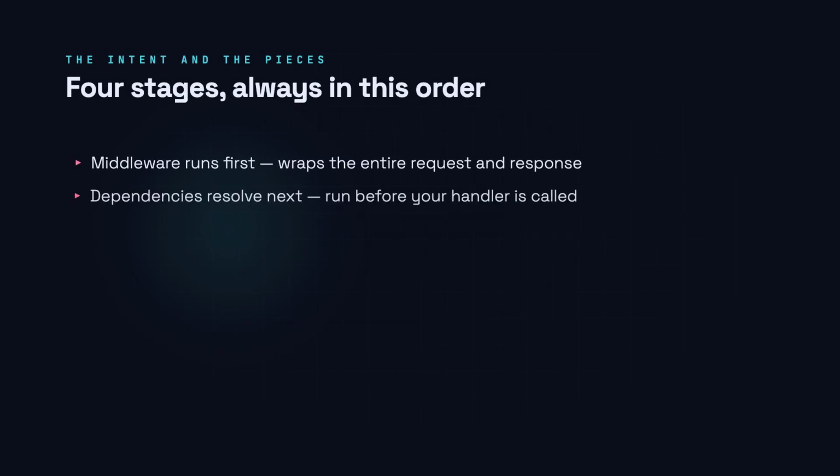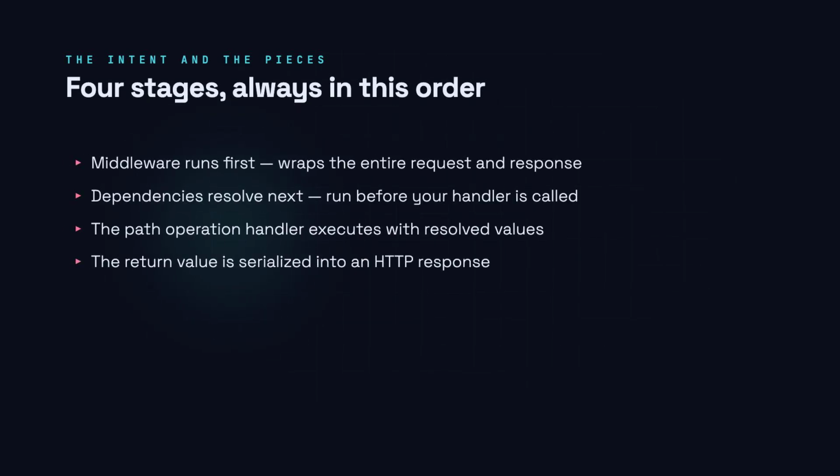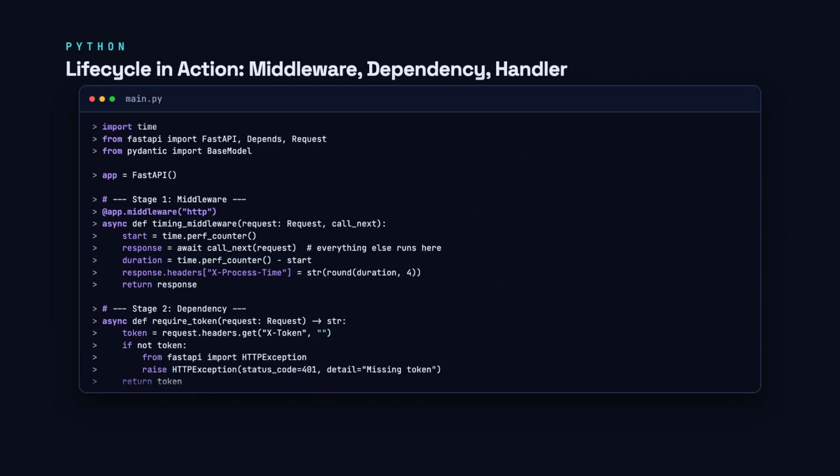FastAPI's lifecycle has 4 clearly named stages. Middleware is registered on the app and wraps everything. It sees the raw request before any routing happens, and it sees the finished response before it is sent. Inside that wrapper, FastAPI resolves your dependencies in the order they are declared. Then your handler function runs. Finally, FastAPI takes whatever your handler returned and serializes it into a proper HTTP response. Let us walk through this top to bottom.